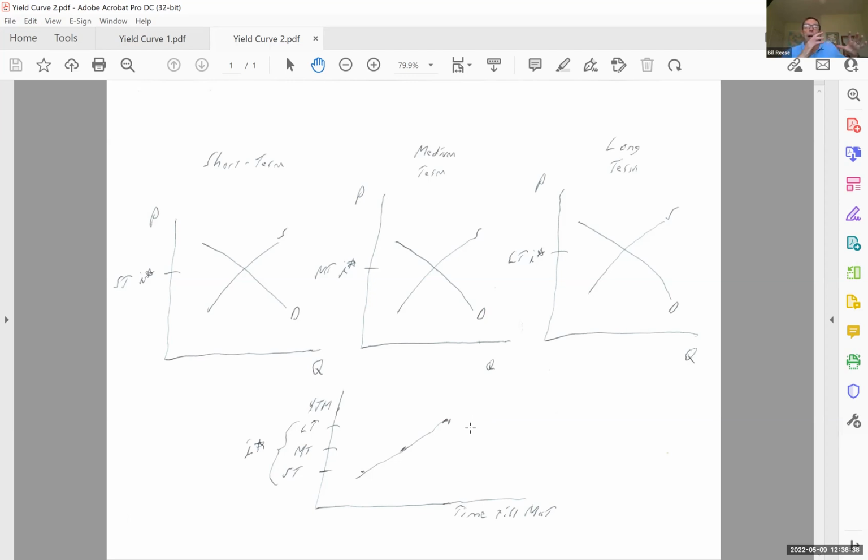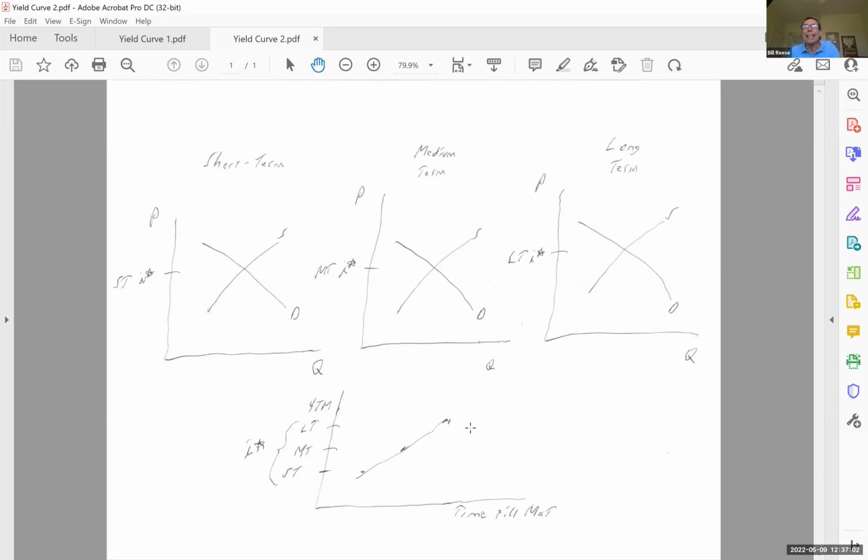So these three theories do not necessarily directly contradict each other. There can be parts of each of them that are in fact true, but these are the three. Rather than calling them the three theories, I think it's better to say these are the three forces that will impact the shape of the yield curve.